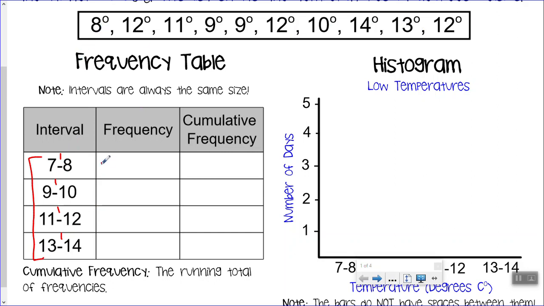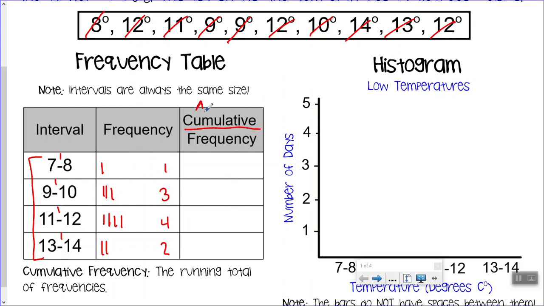So I have 8, that goes from 7 to 8. I'm going to cross it out so we know we used it. 12 goes from 11 to 12. 11 goes from 11 to 12. 9 goes from 9 to 10. And again we have 9. Then we have 12, 10, 14, 13 and 13 to 14, and 12. So we're just looking to see where the numbers fall and filling in those tallies. Then we can count up our tallies to see the frequency of each interval. So here we have 1, 3, 4, and 2.